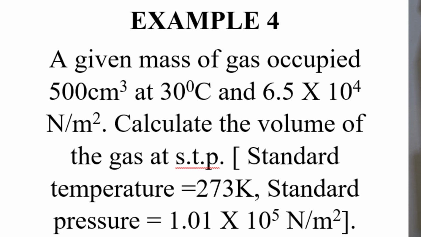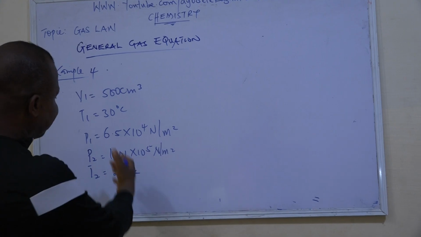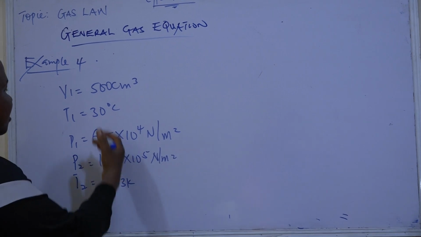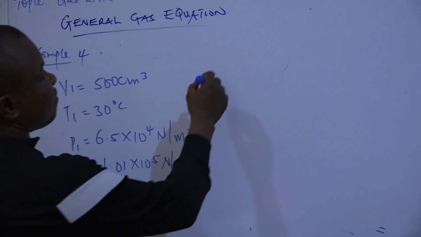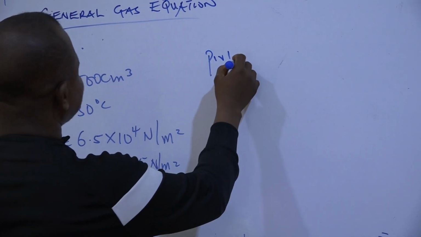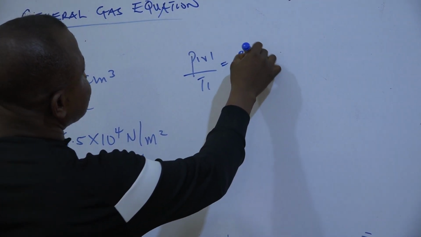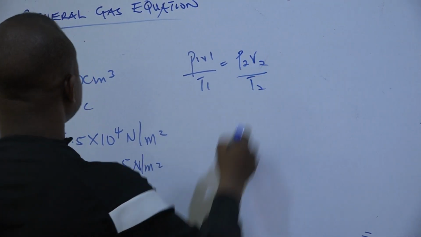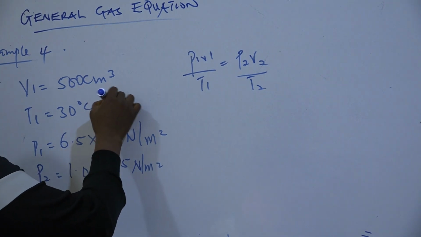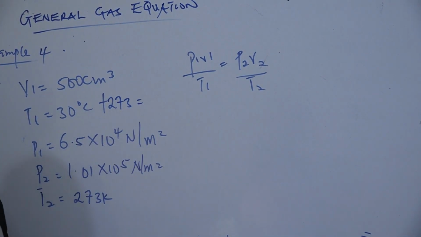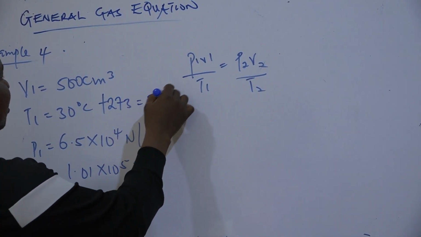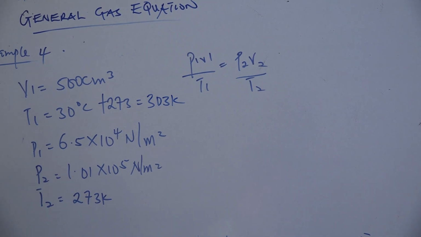Now let's look at the parameters here. Come closer, look at the parameters. Can you see the parameters? We're going to use our formula P1 V1 over T1 equals P2 V2 over T2. Of course, I'm going to convert this one: plus 273 gives us 303 K. And this one is already converted. Did you get that?